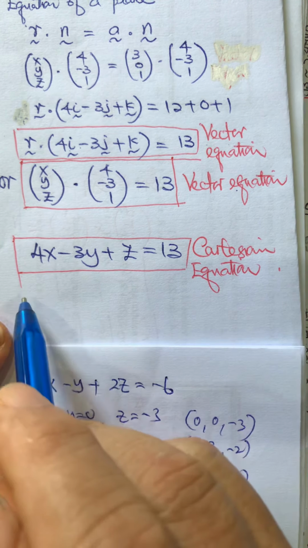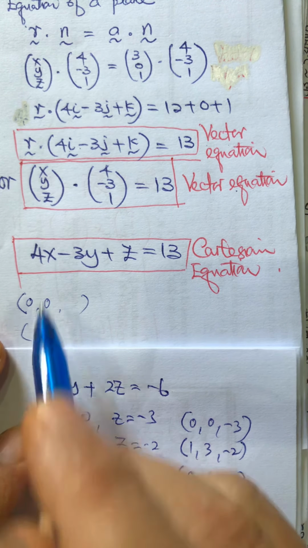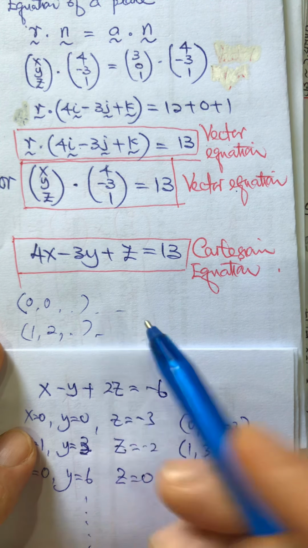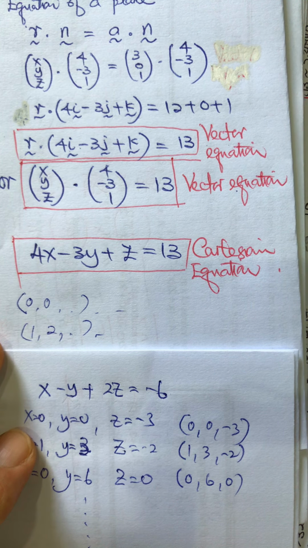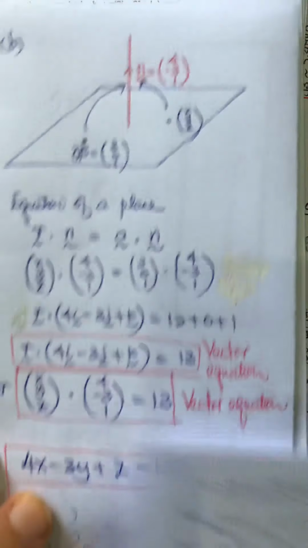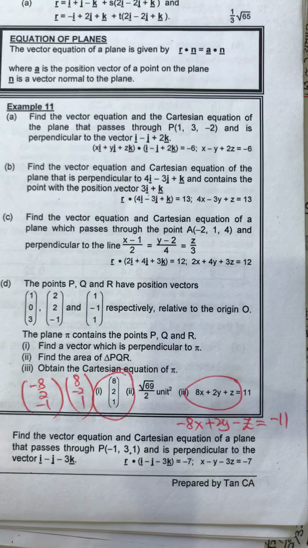Okay? And then here you can get many points. x0, y0, you can find your z. Let's say you put x equal to 1, y equal to 2, you can find your z. So you see you got so many points that it passes through. Okay? So this is for example B. Now we go to C. We look at question C.